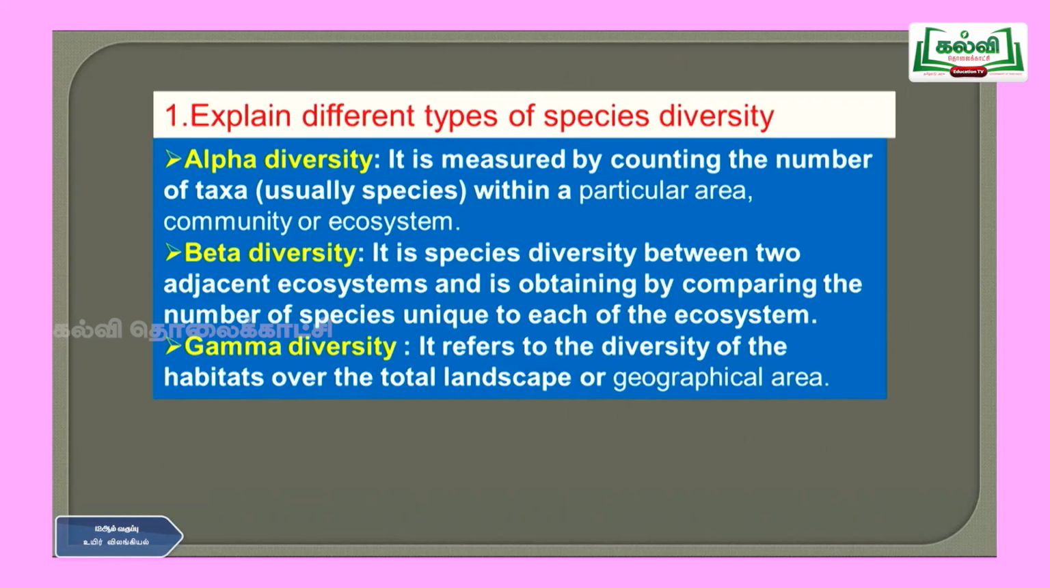And the third one is gamma diversity. Gamma diversity refers to the diversity of the habitats over the total landscape or the geographical area. So we will not be seeing just one place or one ecosystem. We will be taking into consideration all the ecosystems or habitats which are present, and we will be comparing the number of organisms in that area. So that is called gamma diversity.